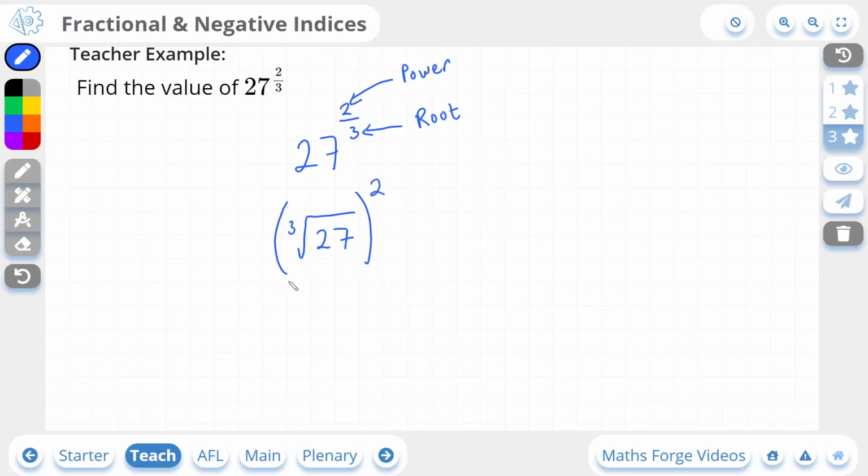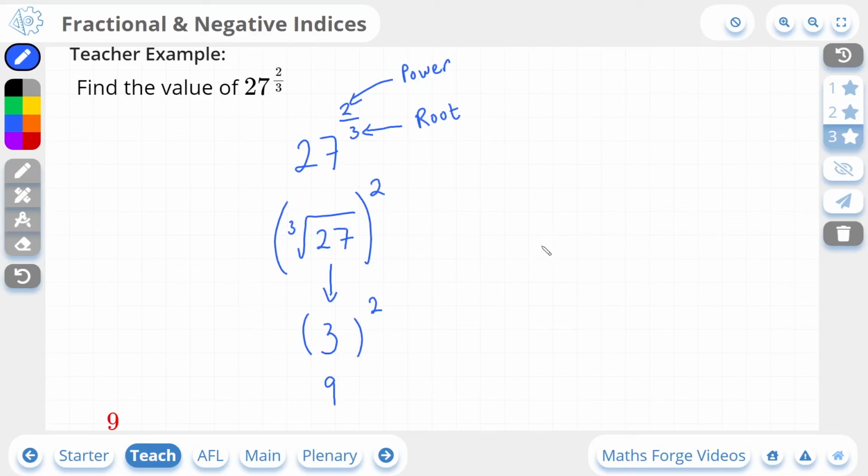I'm using brackets to show that I'm going to do the cube root of 27 first, and the square is waiting on the outside to square whatever's left over after I do the cube root of 27. So the cube root of 27 is 3, and then there's a square waiting on the outside. 3 squared is equal to 9. And that should be our final answer if we check it. There it is.